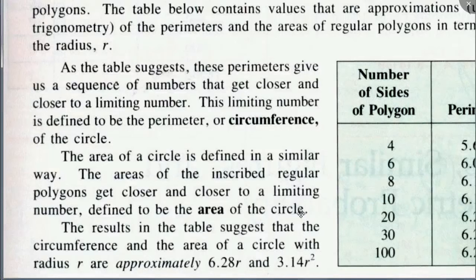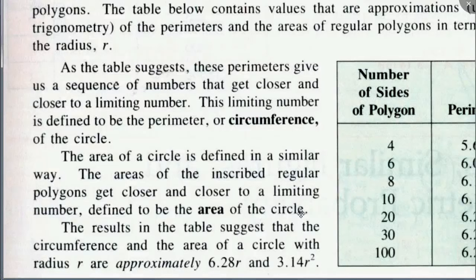This limiting number is defined to be the perimeter, or circumference, of the circle. The area of a circle is defined in a similar way. The areas of the inscribed regular polygons get closer and closer to a limiting number defined to be the area of the circle. The results in the table suggest that the circumference and the area of a circle with radius r are approximately 6.28 r and 3.14 r squared.